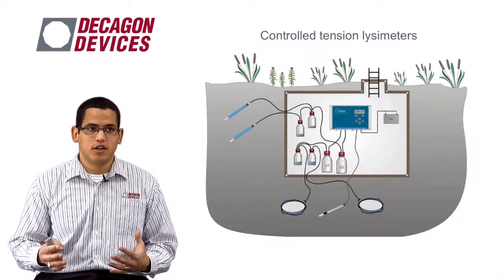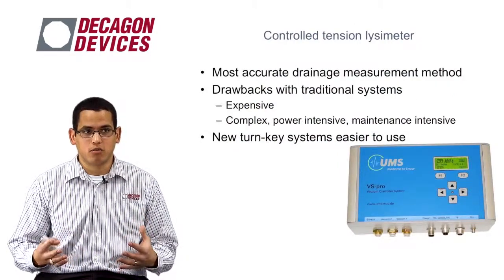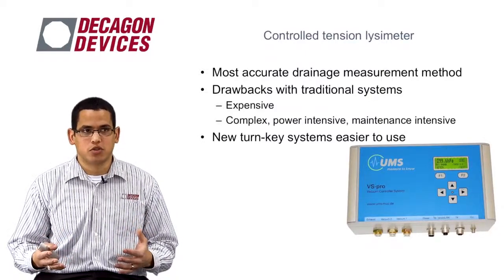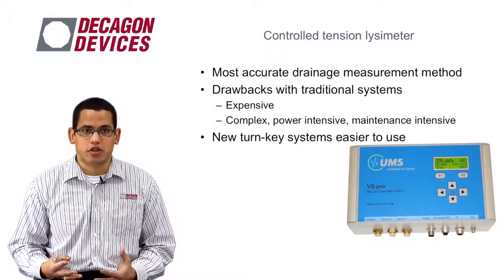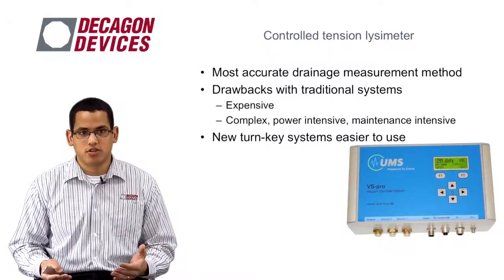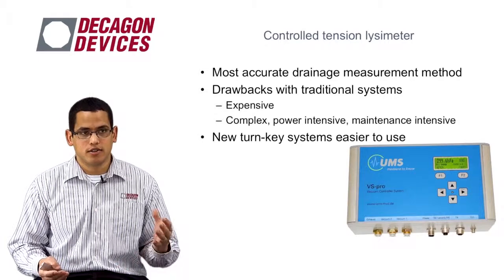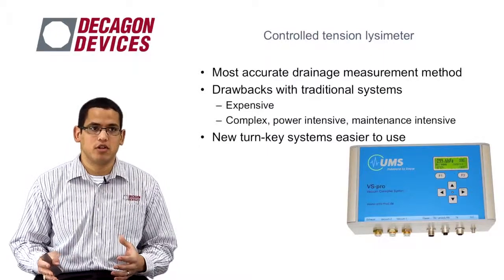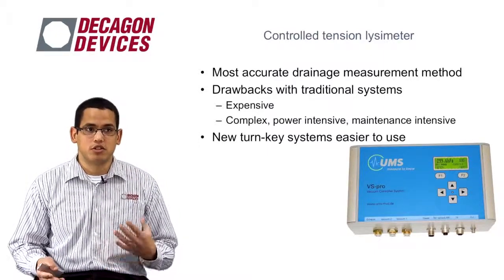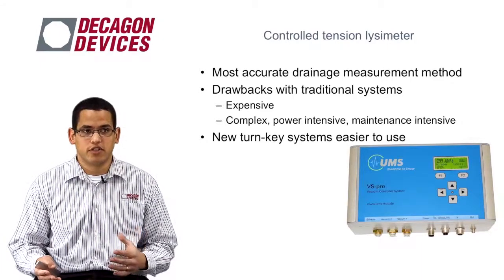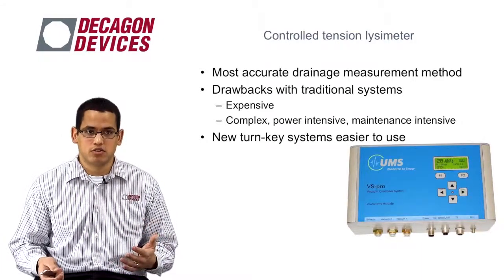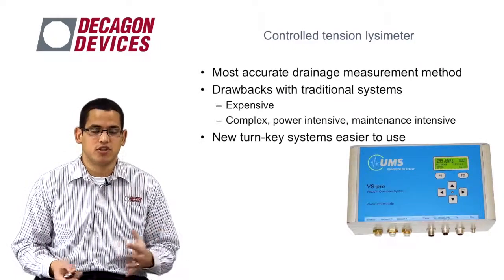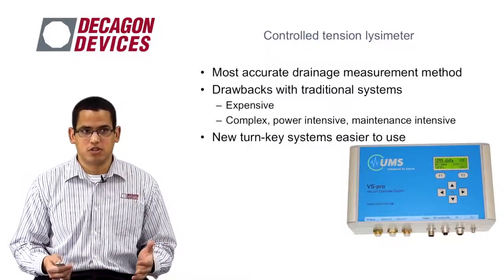But nowadays, there are new tools, more turnkey systems to make this easier. Now, one of the advantages of the controlled tension lysimeter is it's going to give you the most accurate drainage measurement method across all soil types and drainage rates. The drawback to this system is it is going to be expensive. It's going to be a little more complex, even with the turnkey systems, and it's going to be power intensive and a little more maintenance intensive than your static tension lysimeters or your pan lysimeters.